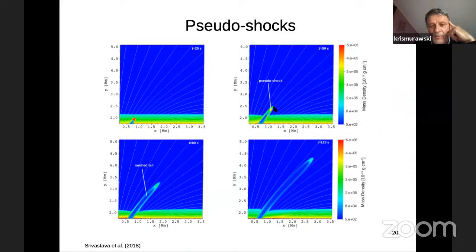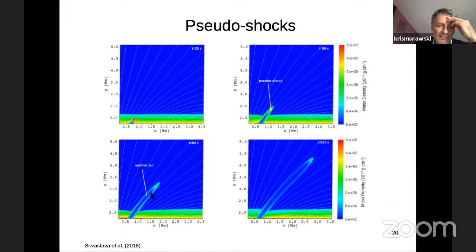So there is a diversity of pseudo shocks on the sun. And indeed this jet-like structure consists of a pseudo shock. The shock is not seen. The shock is high up, propagating along magnetic field lines, the white lines, and we have a pseudo shock over here and a rarefaction tail or rarefaction wave.